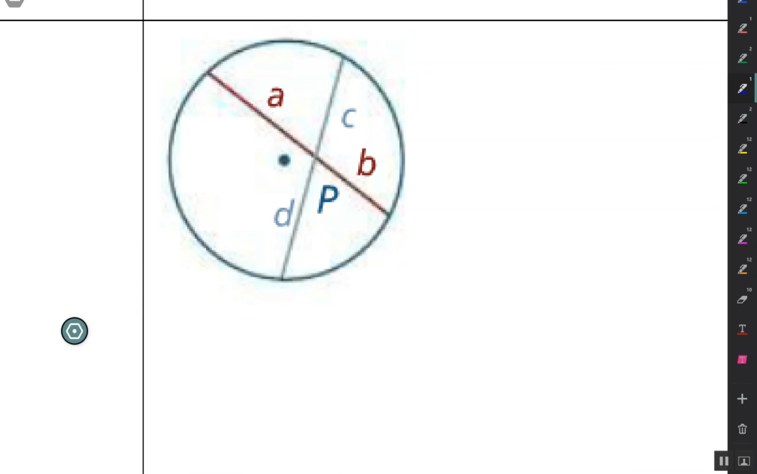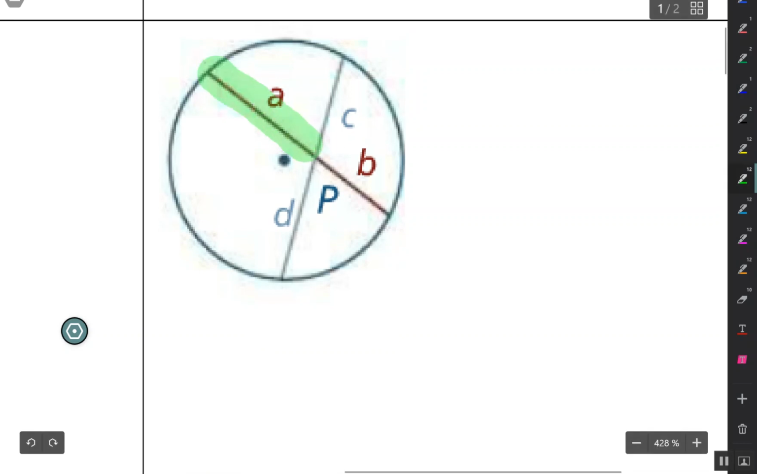And so what we get is that A, which is this piece right here, multiplied times B, which is the other part of this chord. So A times B will be equal to C times D. The products are the same.